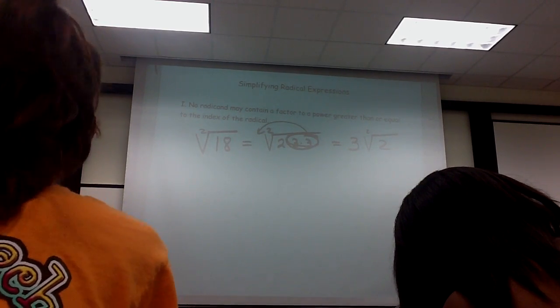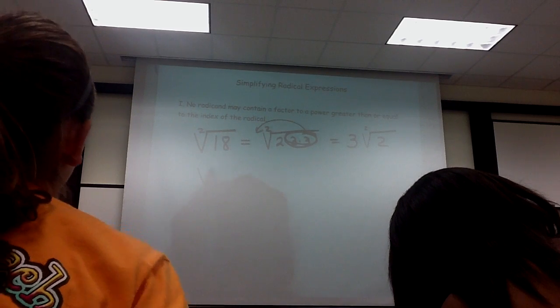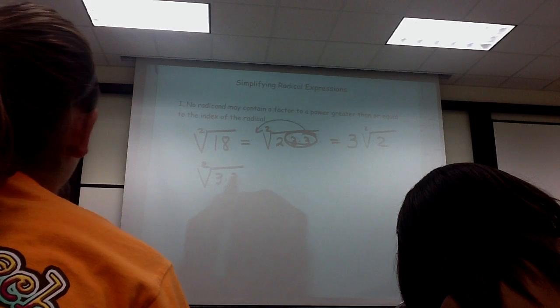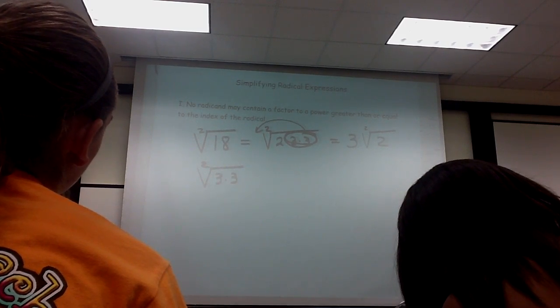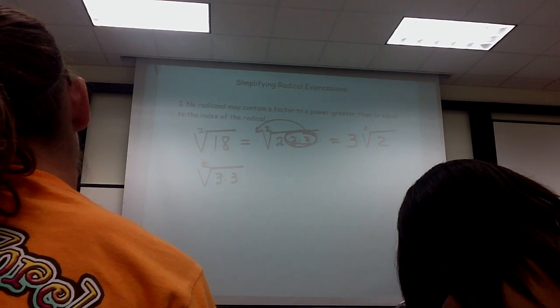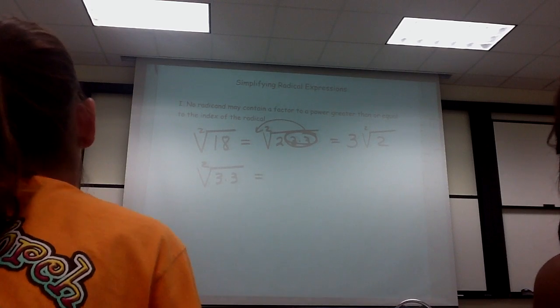But why is it that this works? Check this out. Square root of 3 times 3. Let's just look at that concept right there. Square root, that's the 3 times 3, right? Another way to write 3 times 3 is 3 squared.